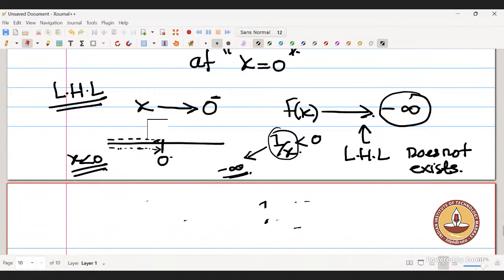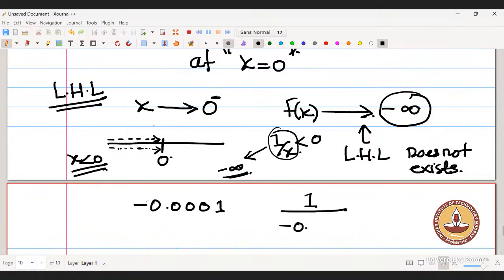As we are approaching 0 from the left hand side, x is less than 0, so 1 by x is also less than 0. If you take minus 0.001, then 1 by minus 0.001 gives a large negative number. As you come closer and closer to 0 from the negative side, 1 by x will be a large negative number. So 1 by x will diverge towards minus infinity.